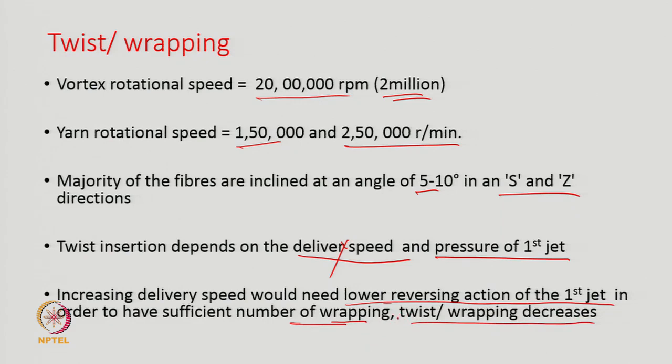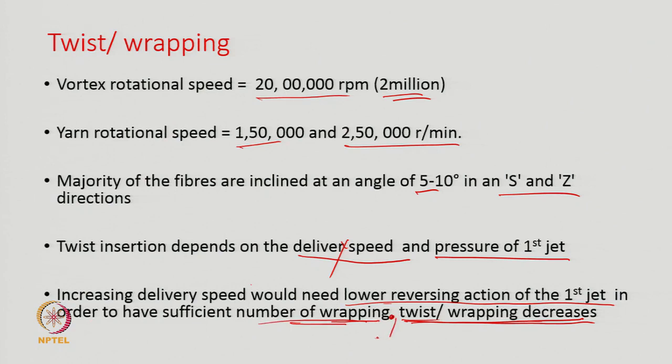Otherwise, the twist and wrapping will decrease. See, if the delivery speed is increased, twist and wrapping is going to decrease. And if we do not want the twist and wrapping to decrease, then what we have to do is lower the reversing action of the fast jet in order to have a sufficient number of wrappings.